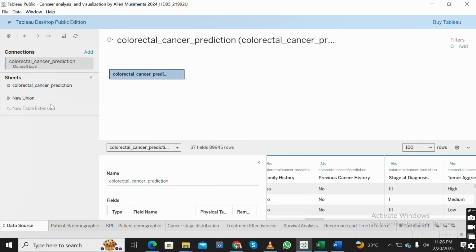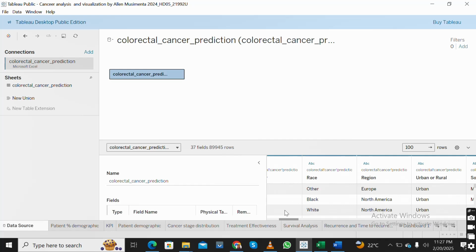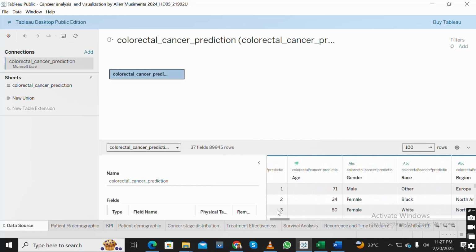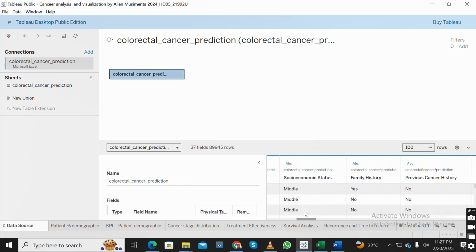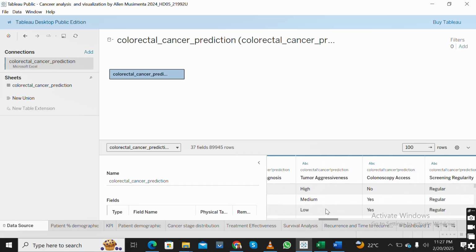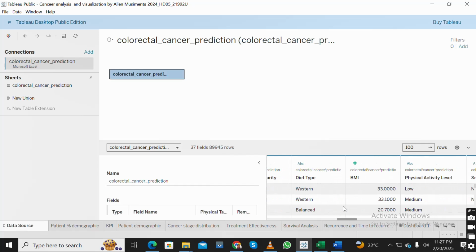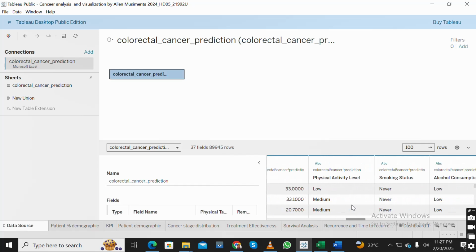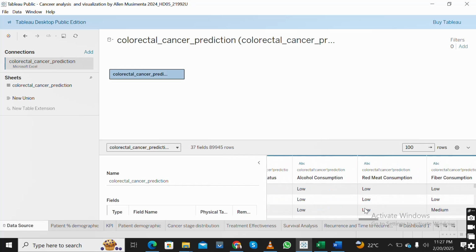I started with uploading the file to Tableau. As you can see, the file has 37 fields with 89,945 rows, which looks at the different segments or fields. For example, the patient ID, the age, the gender, and the different screenings, the diet, and so many things.